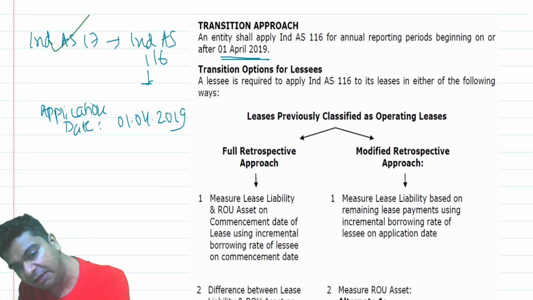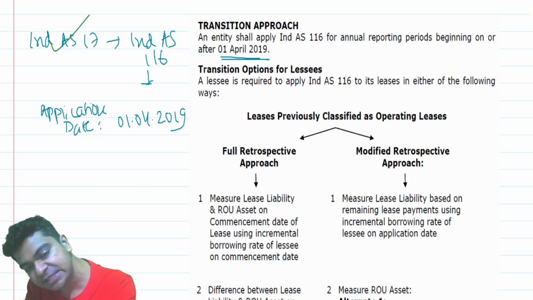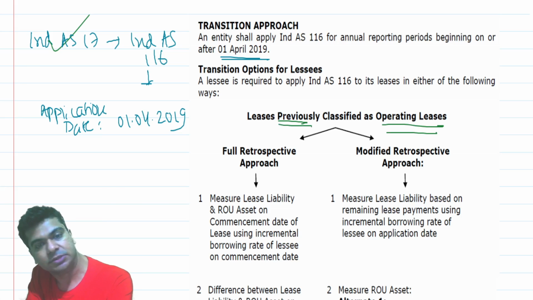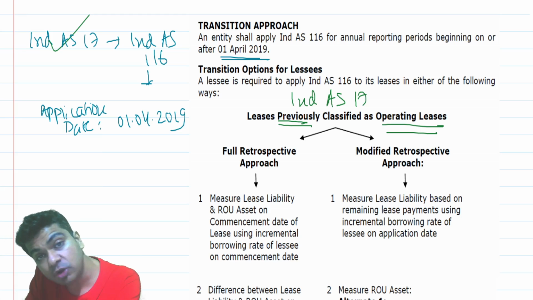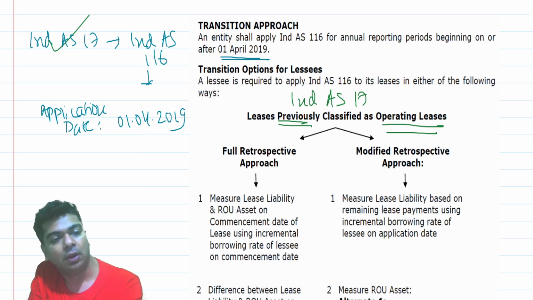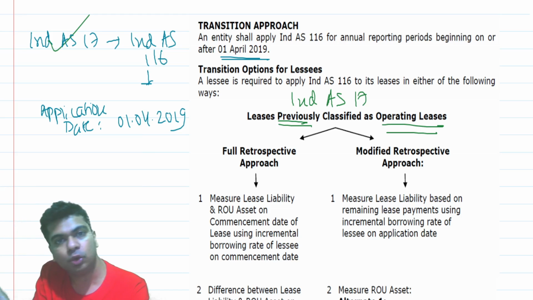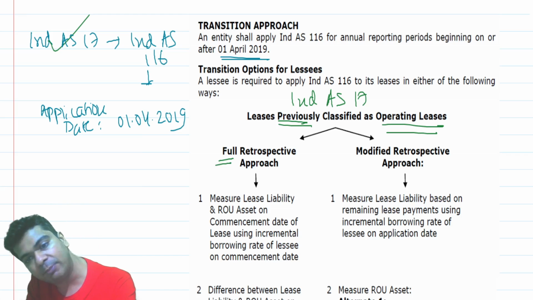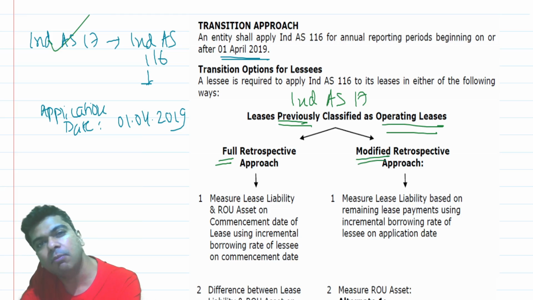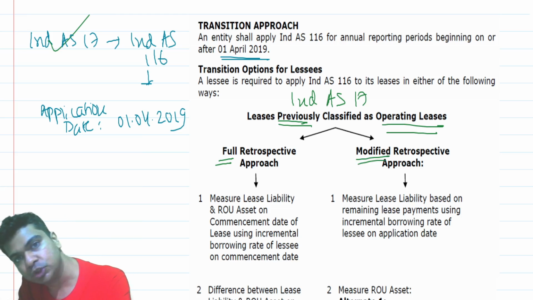So if there is any lease which was previously classified as operating lease, previously classified meaning as per Ind AS 17, then what will be its transition? As I said, you have to give the effect retrospectively. When it comes to retrospective, Ind AS 116 is offering you two alternatives. Either you can go for the full retrospective approach or you can go for the modified retrospective approach.